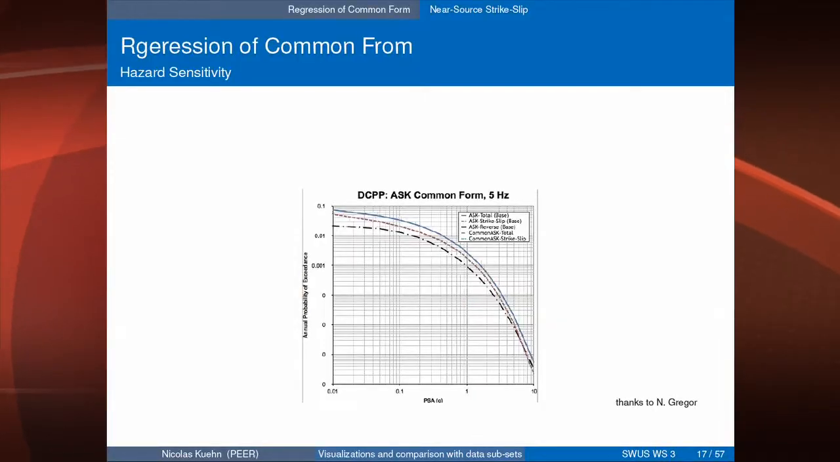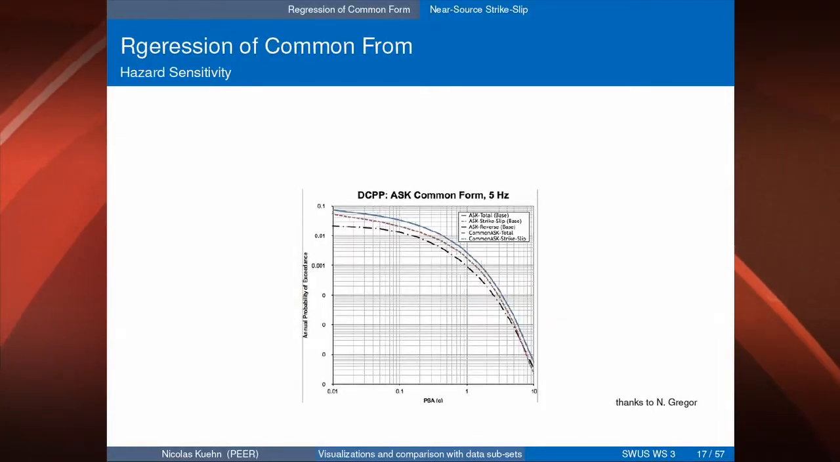The curves are so close that we can't tell the difference. So in hazard space, the parameterization made no effect. So if you said, what did we lose? In this case, nothing, right, in the aleatory term. Okay, this is the same thing for 0.2 seconds.